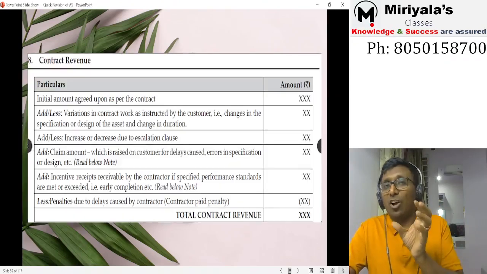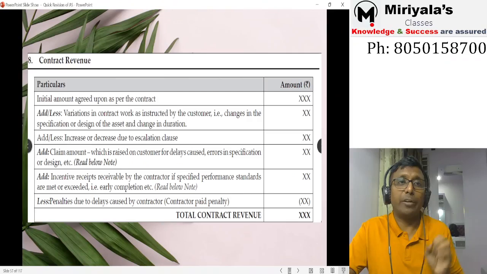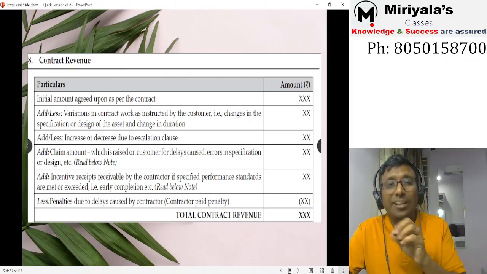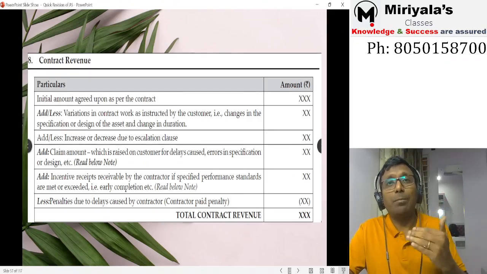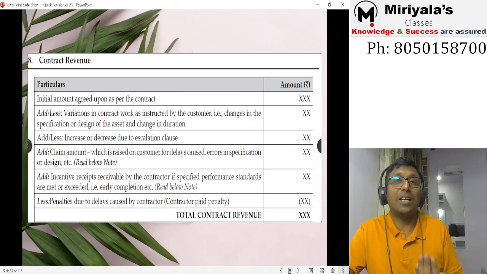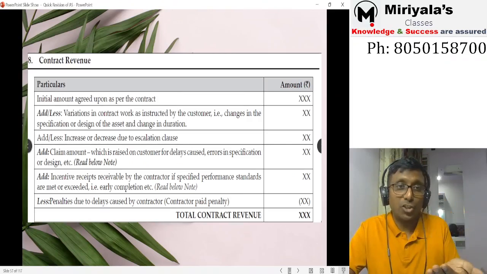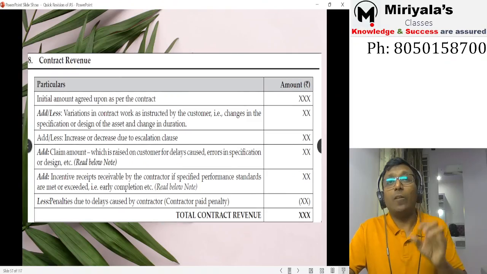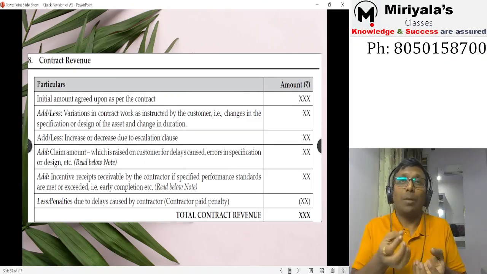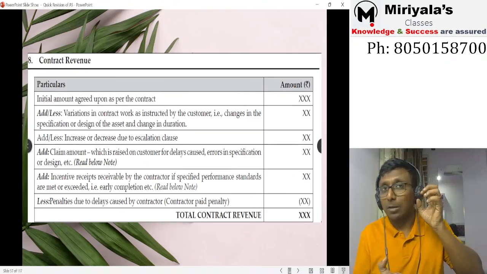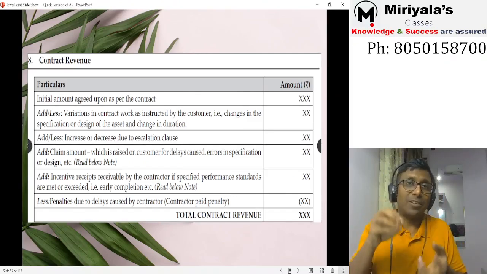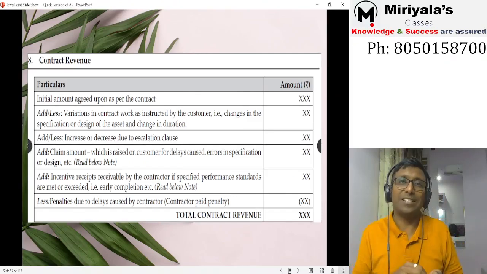So you said contract revenue. What do you mean by contract revenue? Whatever the amount initially agreed upon. Even if it is a fixed price contract, it may undergo a change because of these reasons. One is variation in the work. Amount of work may be increasing or decreasing, then obviously the contract revenue also will be increasing or decreasing.